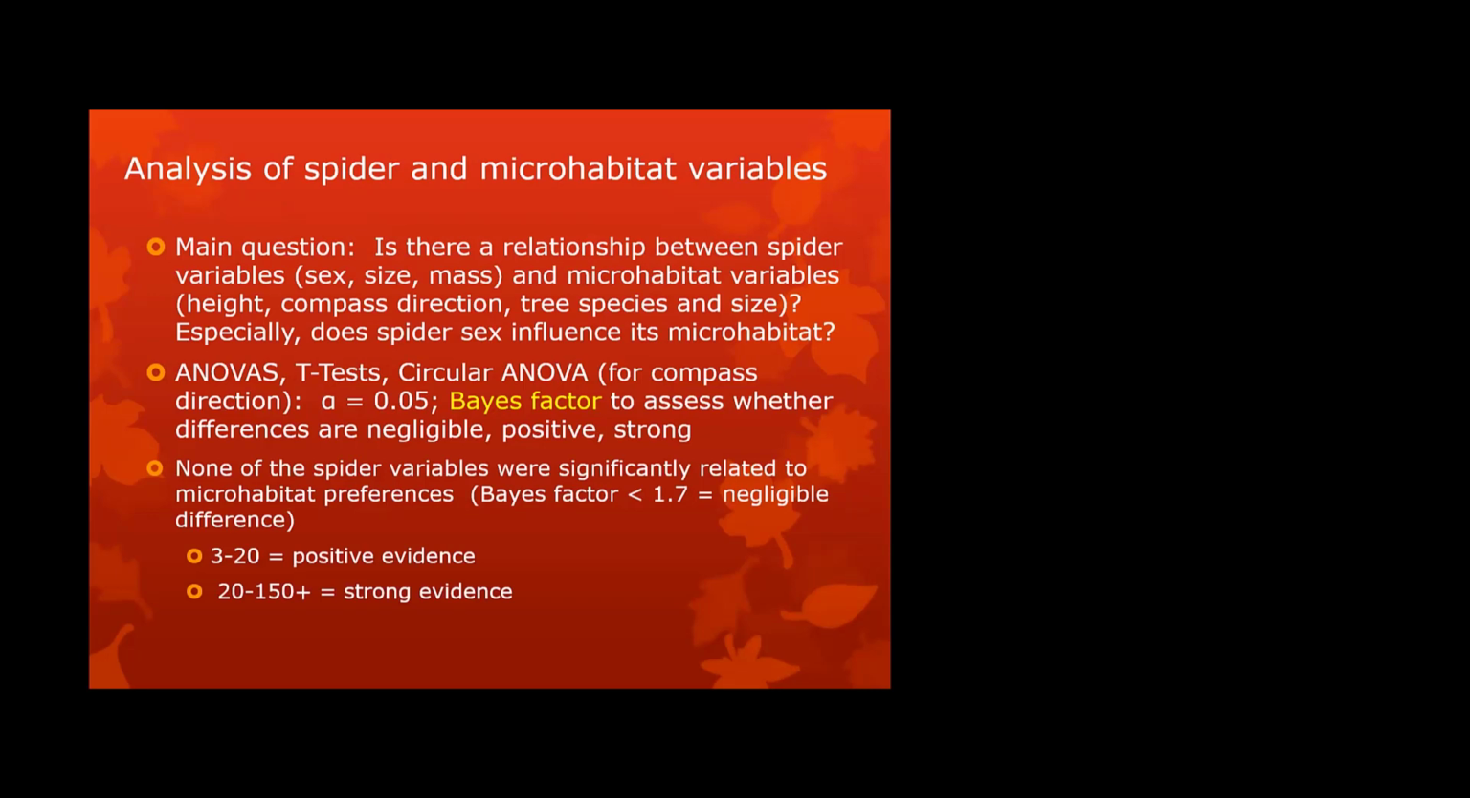So just quickly looking at the spider and microhabitat variables, the main question is: is there a relationship between spider variables and the microhabitat variables? We did all sorts of ANOVAs, t-tests, and circular ANOVA for the compass direction. And we used Bayes factor to assess whether these differences are negligible, positive, or strong. The really short and easy story is that none of the spider variables were significantly related to microhabitat preferences. The Bayes factors were always less than 1.7, which is a really low number. They can go up to 150 and more.